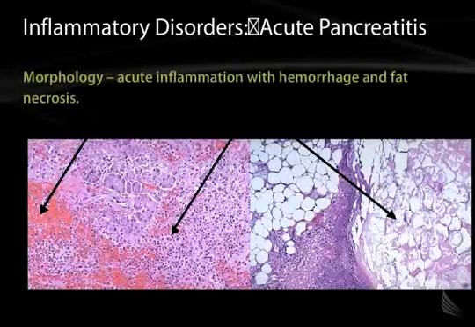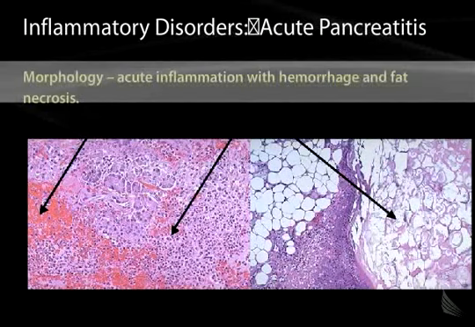Here are two pathologic slides showing acute inflammation with hemorrhage on the left. Notice the numerous blood cells, and fat necrosis. Here, notice the numerous lymphocytes.